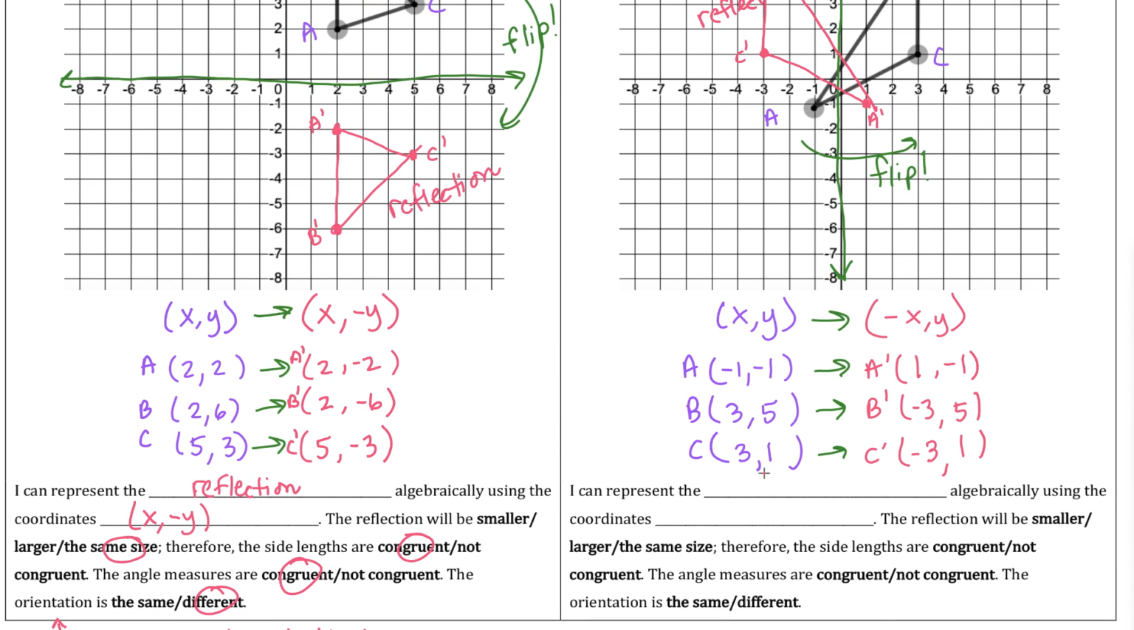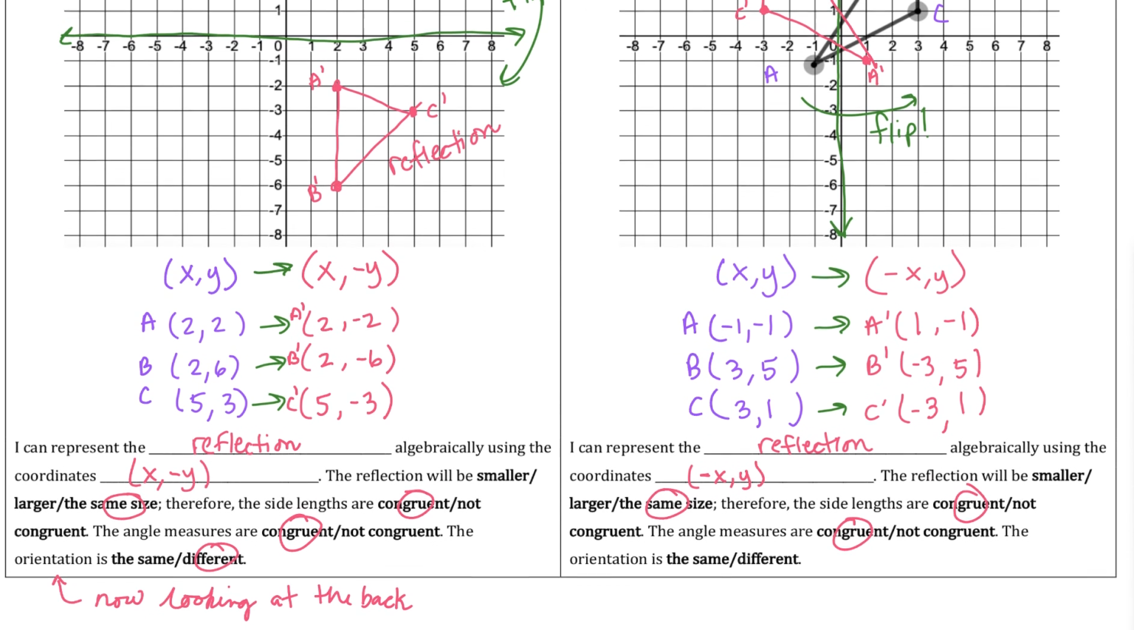So I can represent the reflection using the coordinates -x, comma y. The reflection is the same size, which means the lengths are congruent, the angles are congruent. Remember, we flipped it, so we're looking at the back. This one's different. Now we're looking at the other side of it. Different perspective, right? Well, we're looking at the back of it. So, cool. That's it. Thank you.